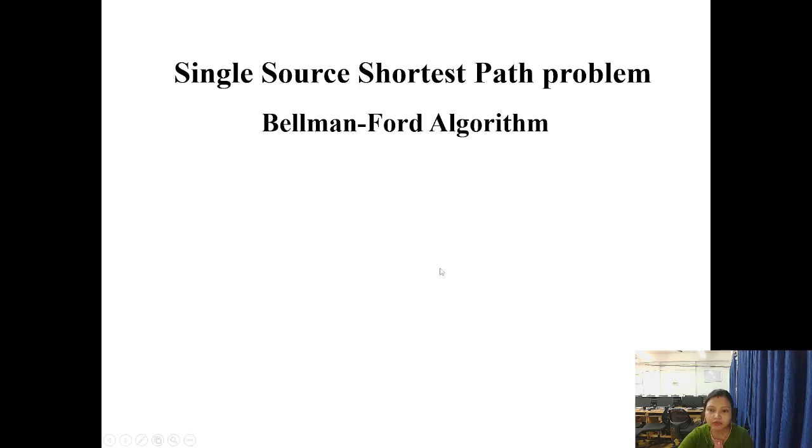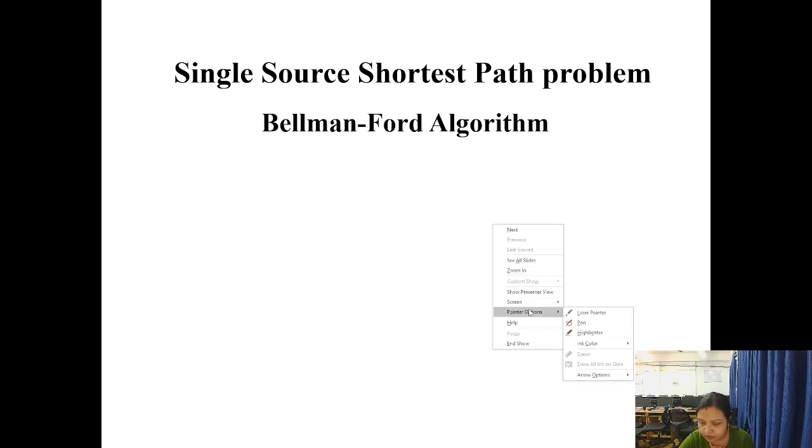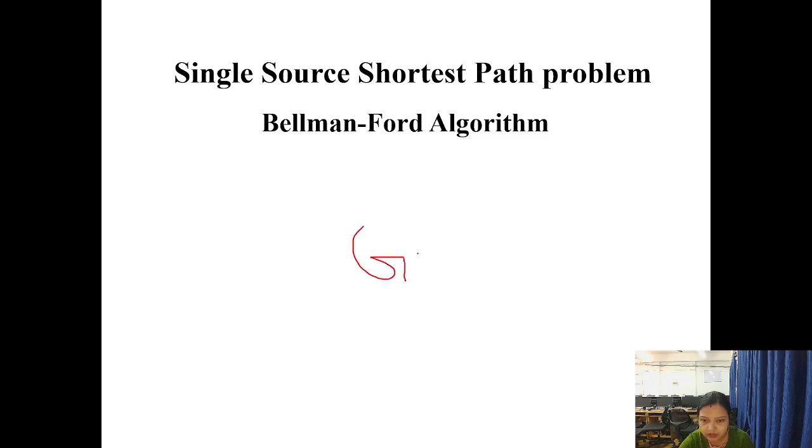Now what is a graph? From the basics, we can say a graph is a set of vertices, edges and the corresponding weights of the edges. Okay, so a graph is a set of vertices, edges and weights. Now let's see what the Bellman-Ford algorithm is.